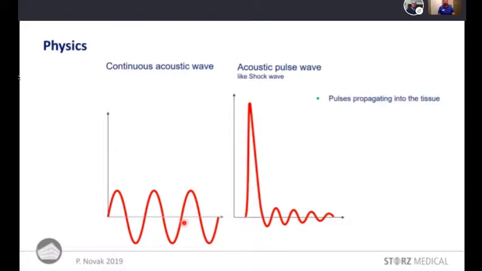And thus, there are no thermal effects. And also, there are no micro lesions or whatever, except maybe if you have very, very high intensities, similar to lithotripsy.